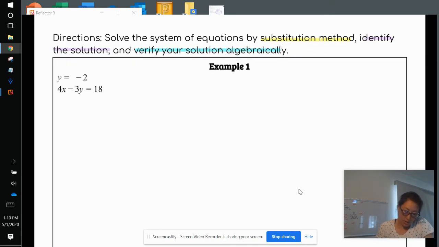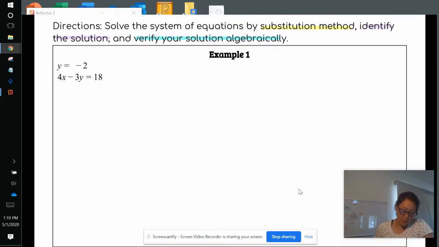Okay. All right, so the first example, y is equal to -2. That's our first equation. And our second equation is 4x minus 3y is equal to 18. We're going to check, is one of the equations solved for x and y? And I can see that the first equation is solved for y, so I'm done with step number 1.